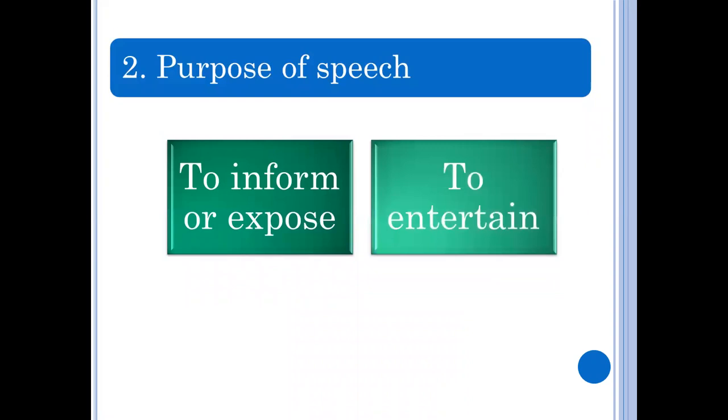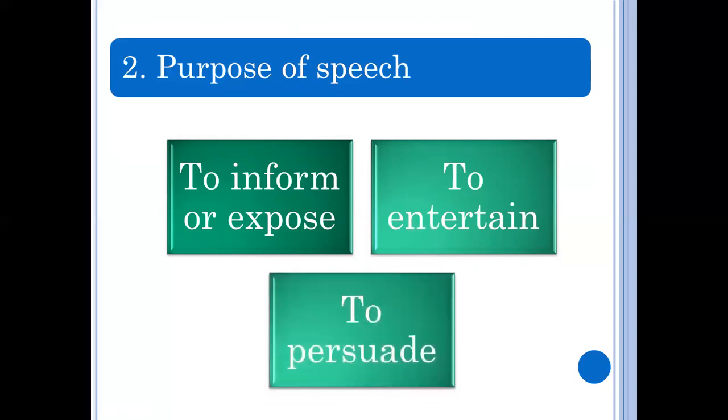Another purpose of the speech that we have is to entertain. An entertainment speech provides the audience with amusement. The usual occasions for this kind of speaking are dinners and social meetings. Humorous stories or anecdotes are injected to make the audience laugh. So examples of entertainment speech are usually after dinner speeches and travelogues.